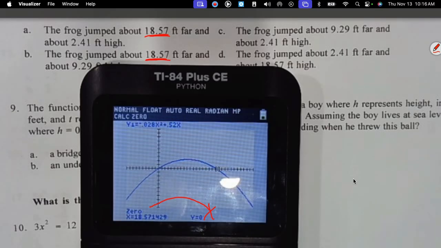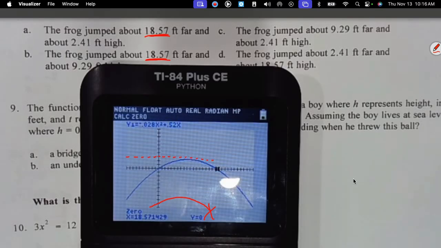It's crazy, but a frog can jump pretty far. It depends on what kind of frog. Now, how high did it jump, y'all? Do the second trace. So we can find the maximum, but y'all look right here.